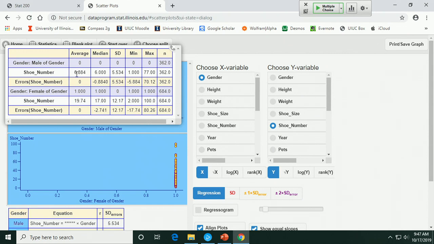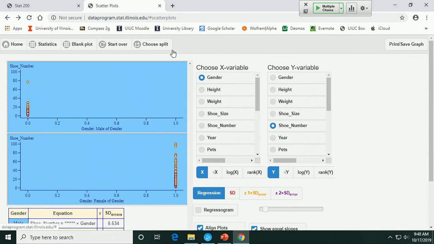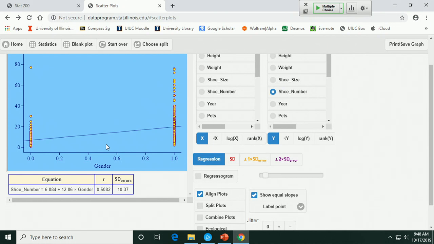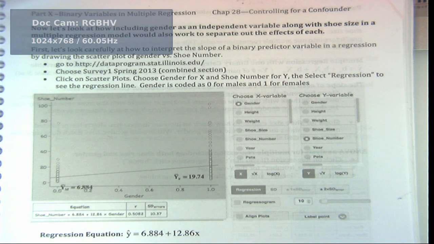Yeah. So for guys, the average number of shoes was 6.884. For females, it's a lot higher. It's almost 20. And the minimum was 1 for guys with a maximum of 77, and for females, 2 was the minimum with a maximum of 100. I cut it off there. Okay, so now let's combine the plots again so you can look at them. And now that you understand that, let's go back to our document camera. Okay, so any questions on this?